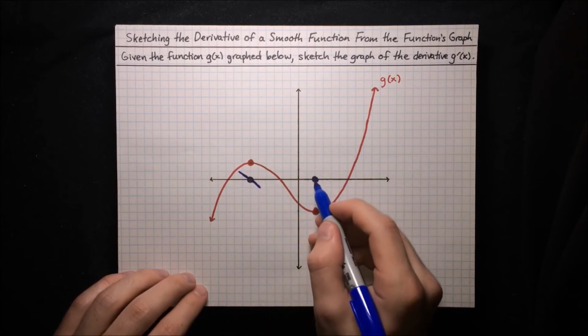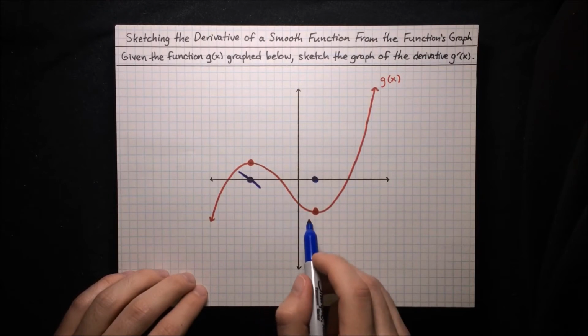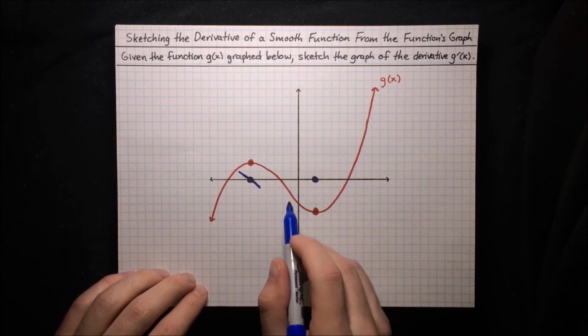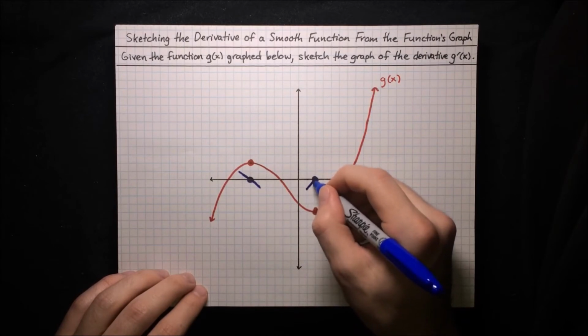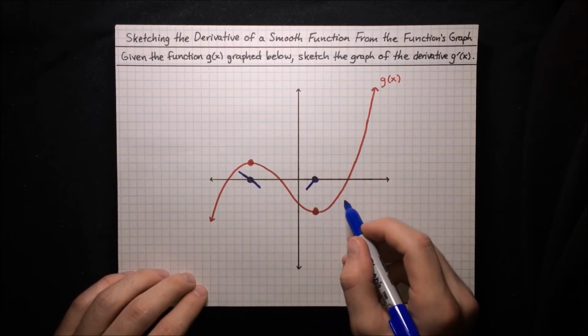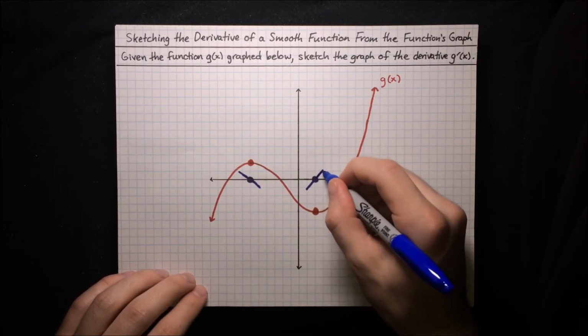Now over to this point here, on the left side here, the derivative is still negative. The function's decreasing. The tangent lines have downward slopes. So derivative is coming from the negative side. But then on the right side, the slope is positive. The function is increasing. So derivative should be positive now.